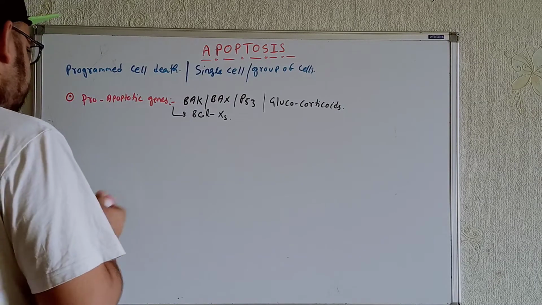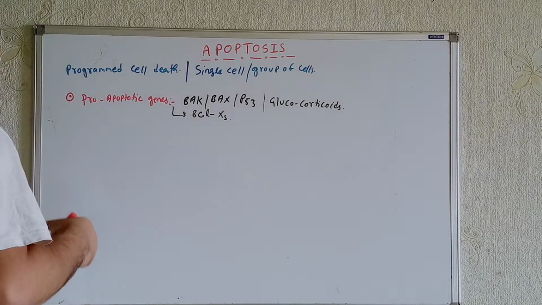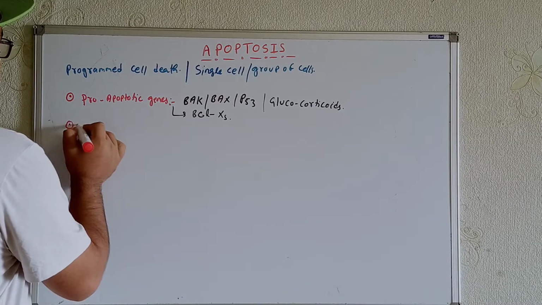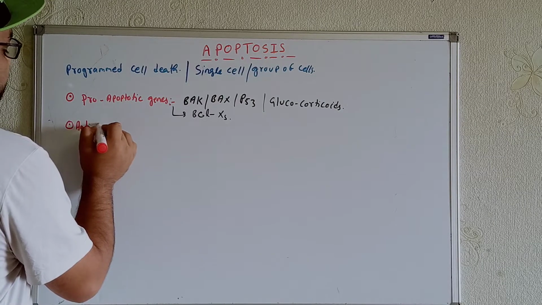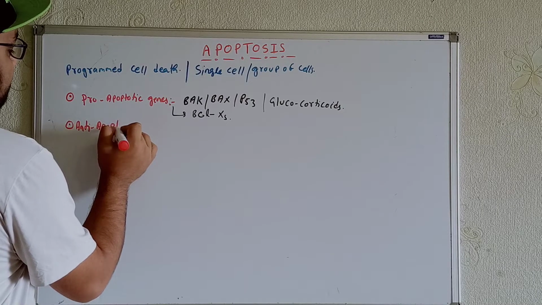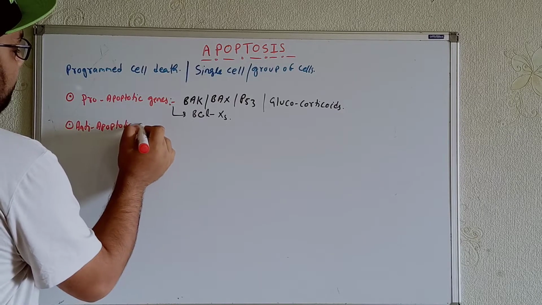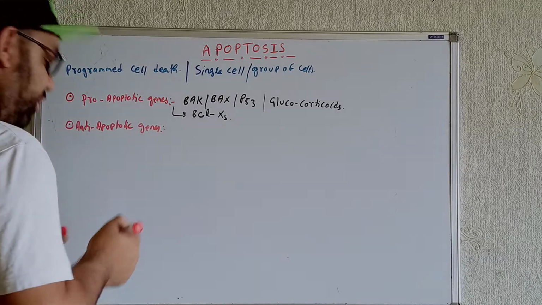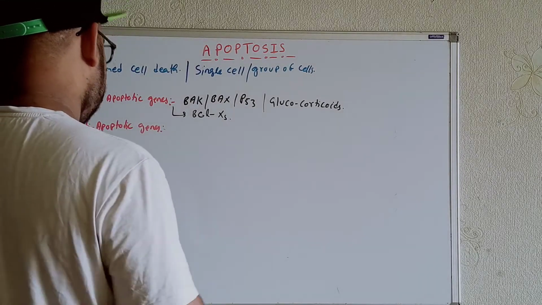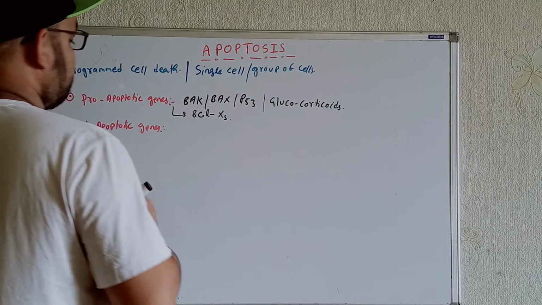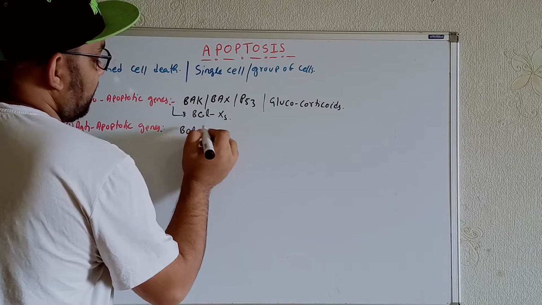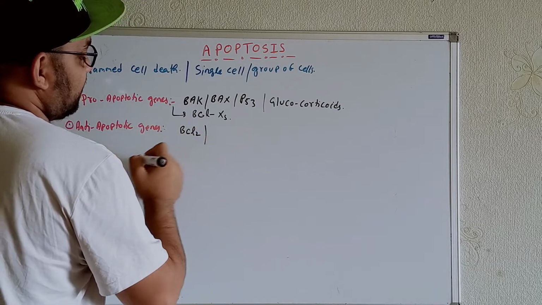And there are certain types of genes that inhibit the process of apoptosis. They are known as anti-apoptotic genes. That means they will inhibit the process of apoptosis. The first and most important one here is BCL2.